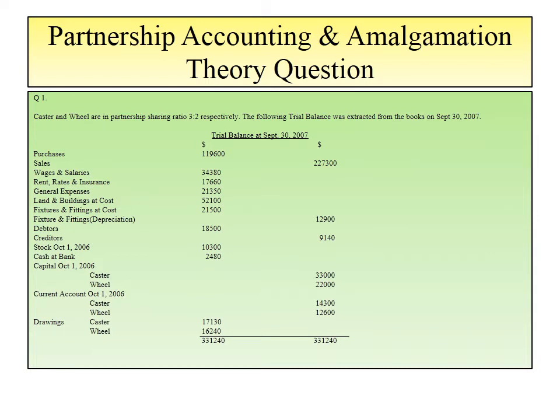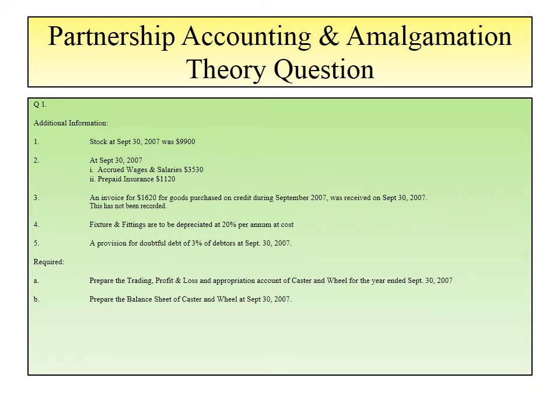Now we go to this next slide. This is the additional information given. Stocks at September 30. This is the ending inventory. In the previous slide we had seen that it was the opening inventory. In the trial balance it was given the opening inventory, and here it is given the stock at September 30, that is the closing inventory.